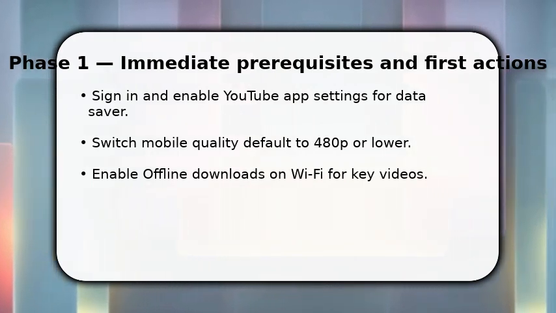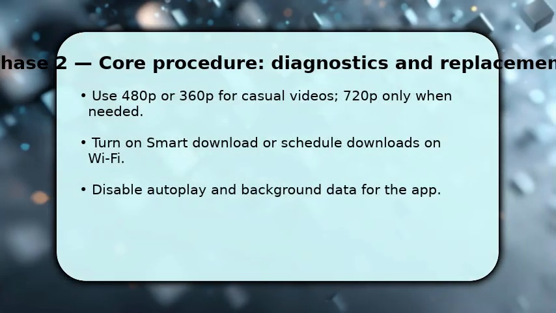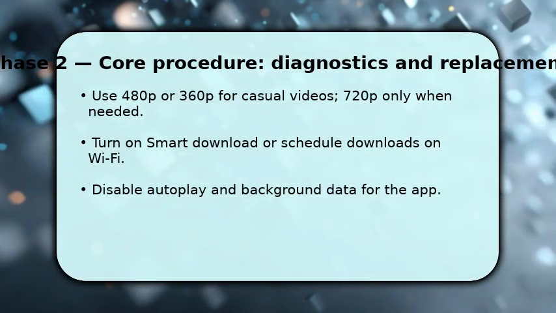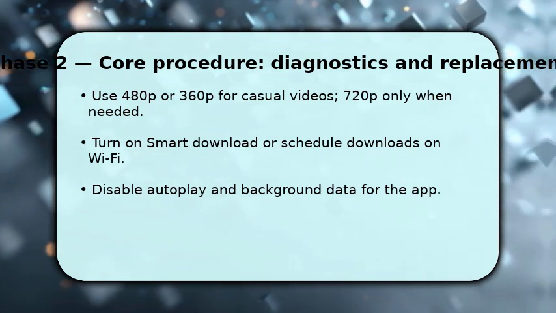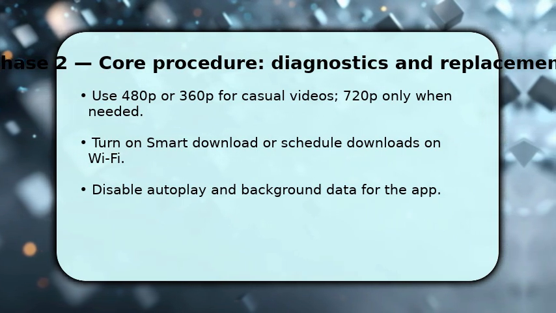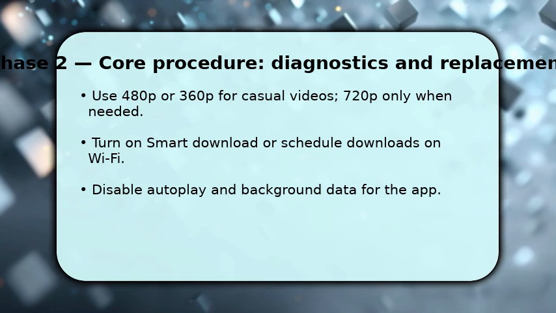Now you optimize playback settings per content type. Choose 360p for short clips and 480p for most tutorials. Reserve 720p for detail when necessary. Use smart downloads or schedule downloads overnight on Wi-Fi to build a local library.